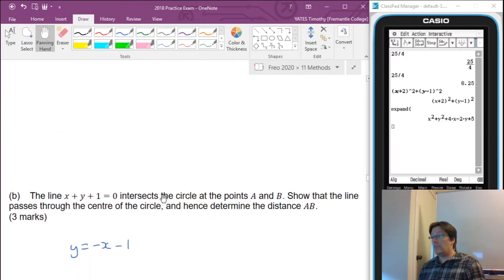You could say that by referencing the graph, or we could say the center is at negative 2, 1. We substitute that in. 1 equals negative of negative 2, take 1, equals 1, as required.